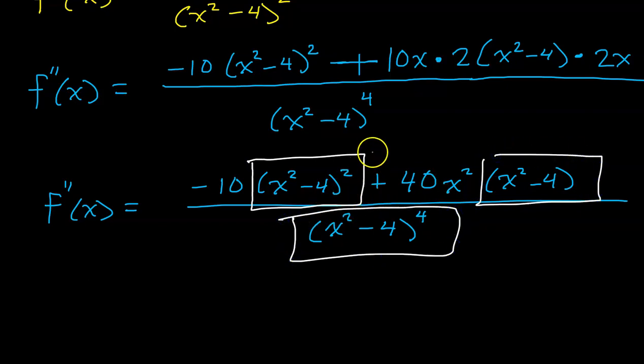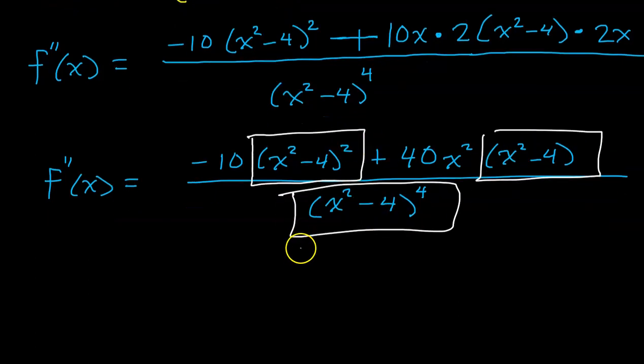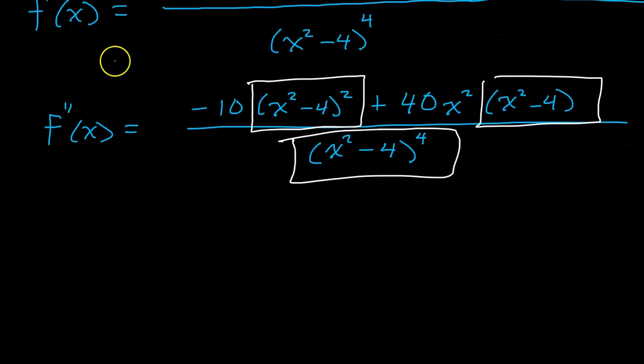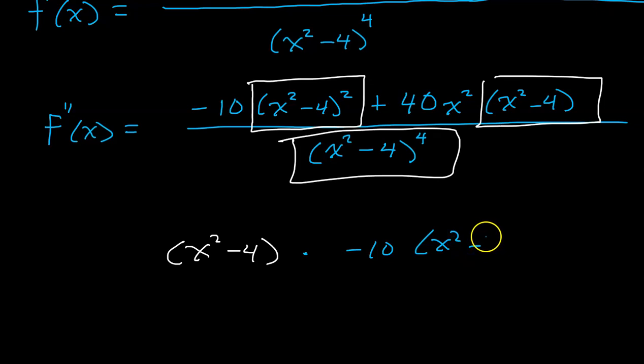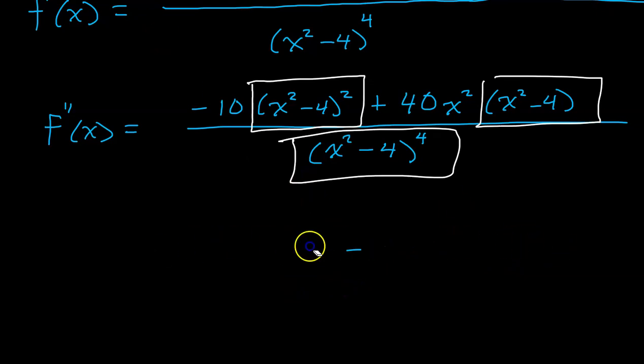So what I can do is I can cancel out one of each of these. Technically, I guess you could say I'm taking this as a GCF and putting an x squared minus 4 out in the front. Okay, and that would leave like negative 10, and now there's going to be one less. Okay, and then I'm canceling it out, but I think you get it. I can cancel out one from each of these.